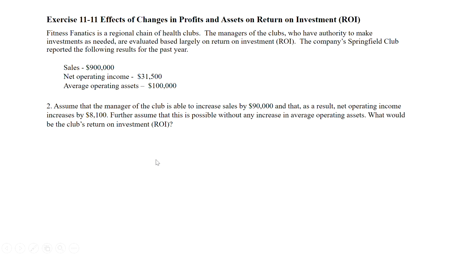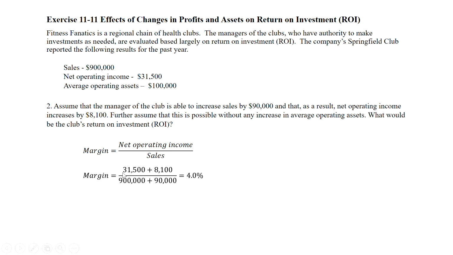Again, I'm going to do it in terms of margin and turnover, same formula for margin, but this time our net operating income is the 31,500 plus the $8,100. Sales is 900,000 plus the 90,000. So now our margin is going to increase to be 4%.